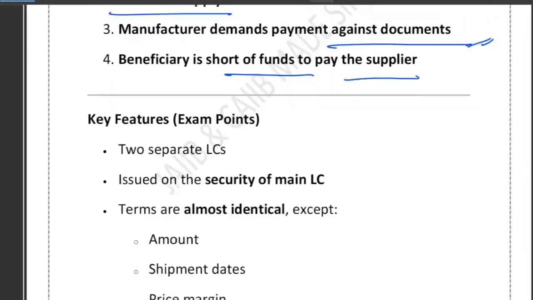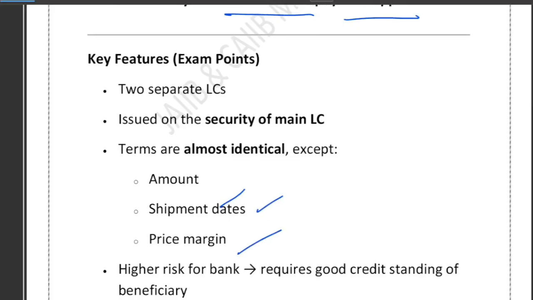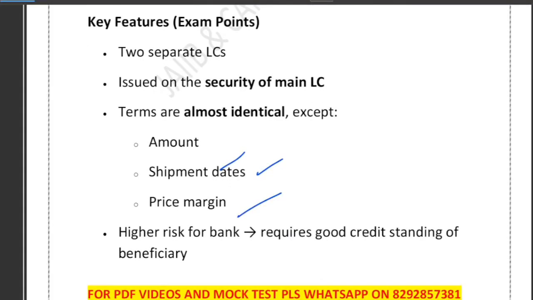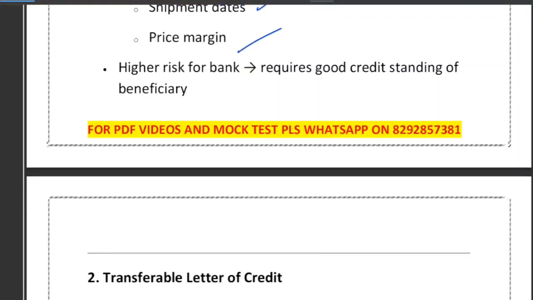So there are 2 separate LCs. They are issued on the security of the main LC. Terms are almost the same except amount, shipment date and price margin. And obviously, it is higher risk for the bank, so the bank requires a good credit rating standard of the middleman. Then only they can go for it.